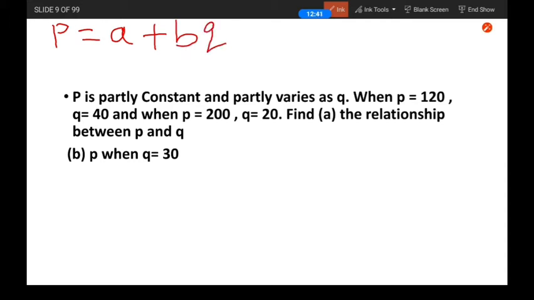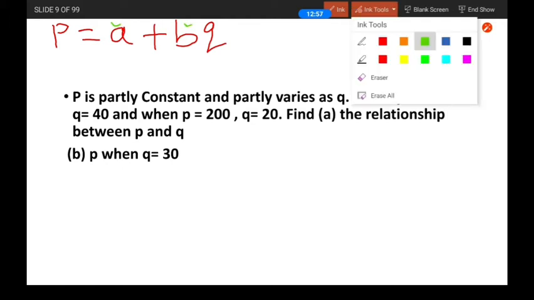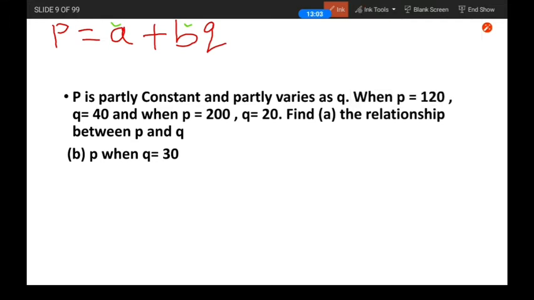Anytime nothing is mentioned as regards direct or inverse, it is what? It is direct. So we have two constants here now. The two constants are what? A and B. So partial variation, we always have two constants. Very good. Now let's move on.